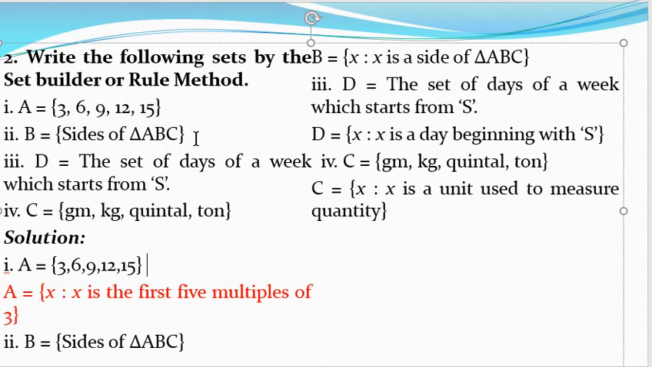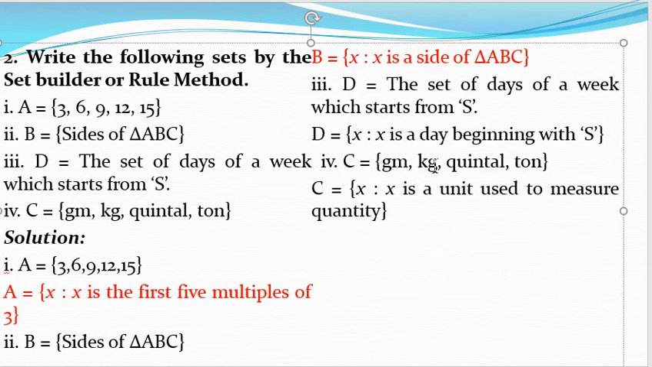Similarly, B equals sides of triangle ABC. So what you have to write here: B equals x such that x is a side of triangle ABC. Similarly, another question: the set of the days of a week which starts with S. There are two different days. But in the set builder method you simply write whatever the statement is given, starting with x such that x is a day beginning with S.